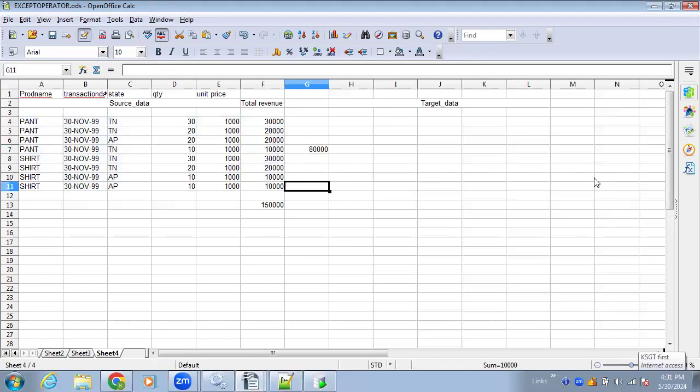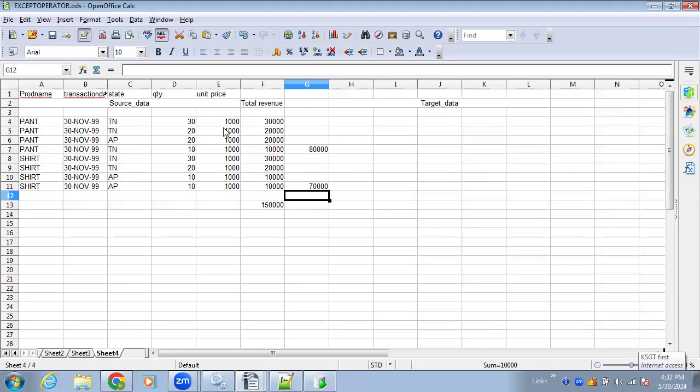But your shirt sales is comparatively different, your margin could be different and all that stuff. So it could be F8 to F11. F8 to F11, that's 70,000.